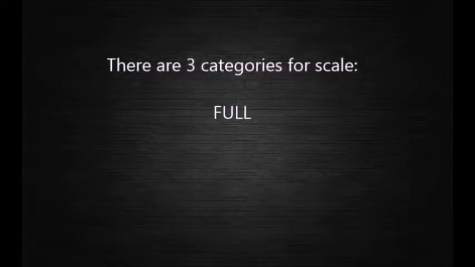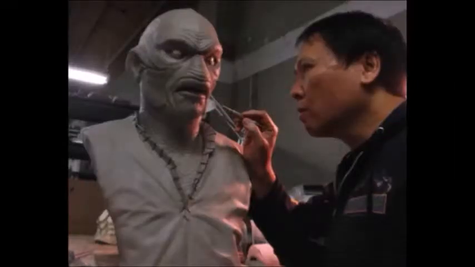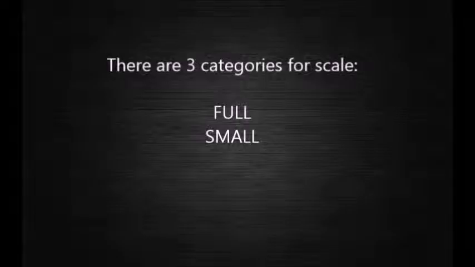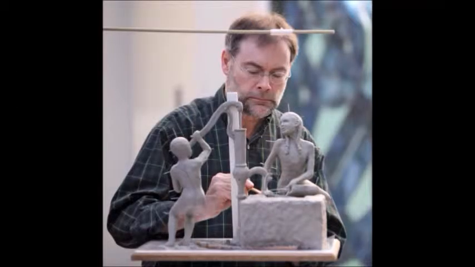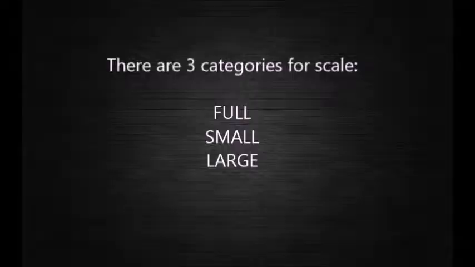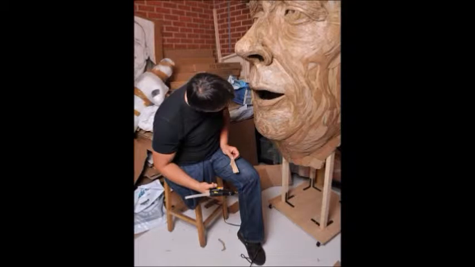Something that is full scale is the size we would expect. This sculpture would be considered full scale. Small scale is when something is created in miniature. This sculpture would be considered small scale. Large scale is, well, you get the point. And if you didn't, maybe this photo will help.